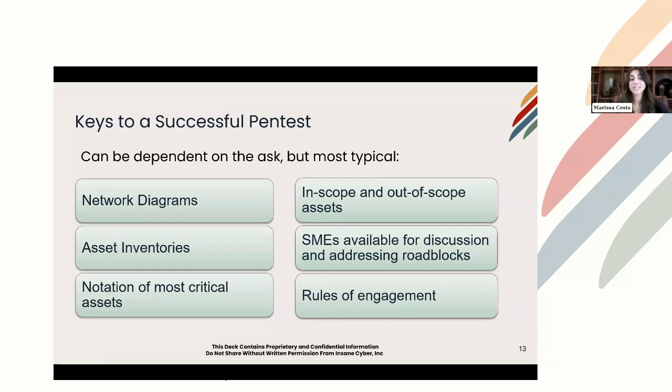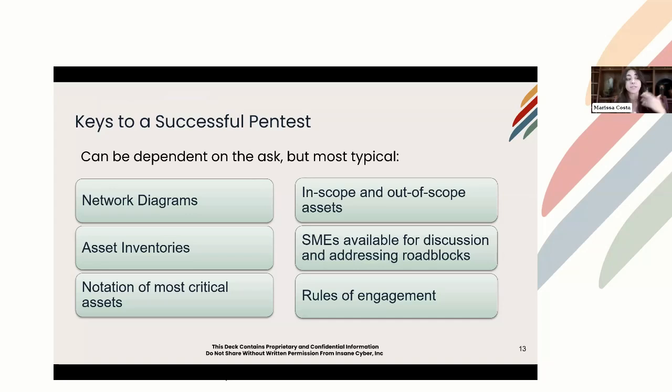Similar to vulnerability assessments, there are keys to a successful pen test. This can really be dependent on what the ask of the organization is, but typical things that should be expected are network diagrams, asset inventories, notation of critical assets, and in-scope and out-of-scope assets, which are really, really important for pen tests. Also SMEs available for discussion and addressing roadblocks. This is a little bit different from vulnerability assessments. So let's say an organization wanted a pen test where the goal was to pivot from IT to OT or IT to the DMZ. And within a responsible time frame, let's say like 3 days, they couldn't achieve that objective and the pen test was going to end soon.